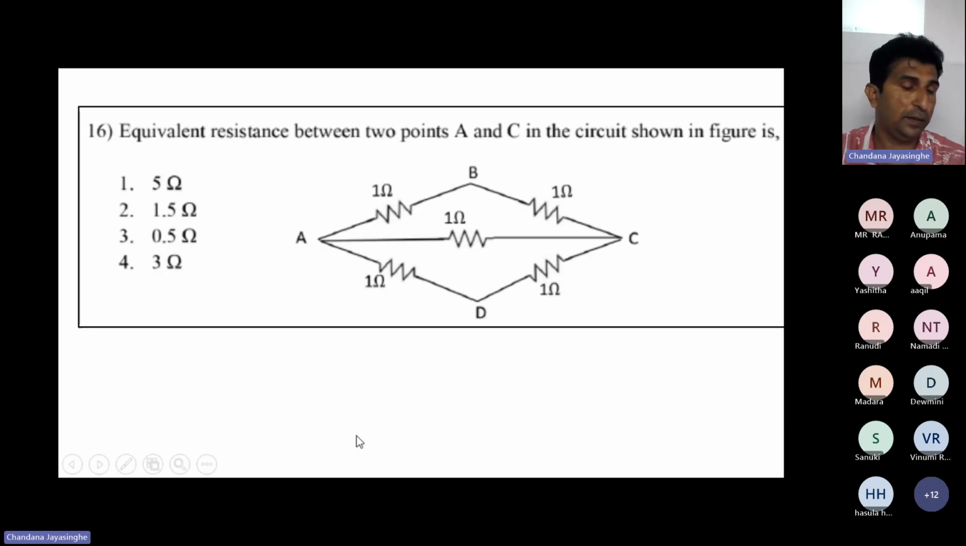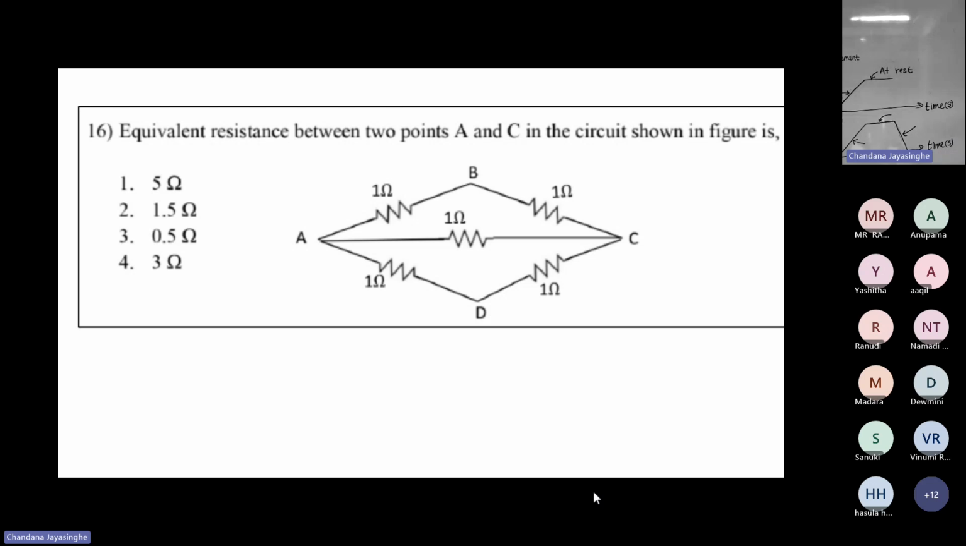Cellulose. Right. Now in the O-level examination there is a typical question: equivalent resistance of parallel and series connections. Equivalent resistance of parallel and series connection is what we learn. Here they ask for the equivalent resistance between the two points A and C. Between what? A and C. Now, we have to go for the answer there.